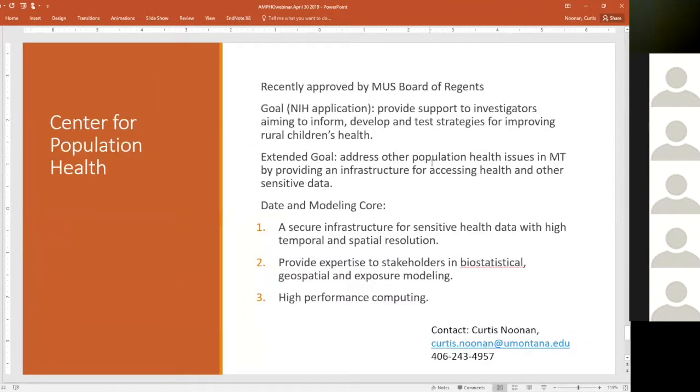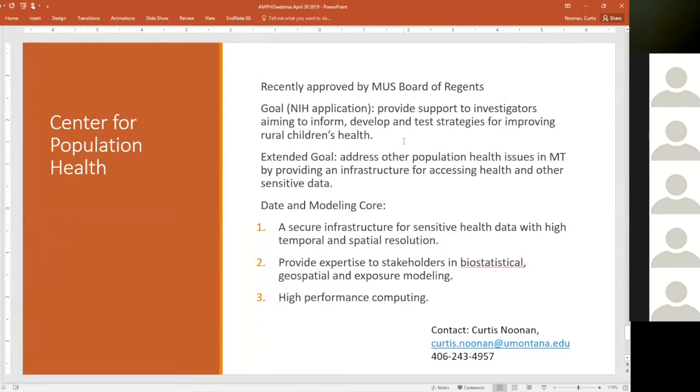Finally, I'm just gonna leave you with a couple of things that are on the horizon. One of which is a newly developed center that we developed here. It's called the Center for Population Health. It was recently approved by the Board of Regents. And this was part of a large center application that we submitted to the National Institutes of Health. It's really focused on developing and testing interventions to improve rural children's health.